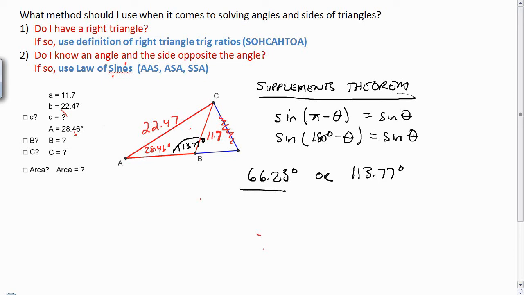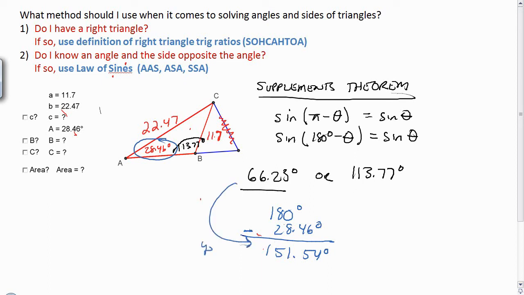But a lot of times in these problems, you don't have the triangle drawn right in front of you. So you have to ask yourself, if you start with 180 degrees and subtract the angle that you already know, which is 28.46 degrees, that leaves you 151 degrees to work with. We already know that 66.23 can work, and in this case we could have used 113 degrees as well because we had enough room for that angle. So in this particular problem there are two answers.